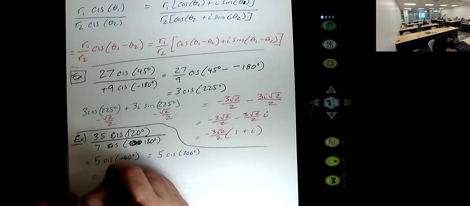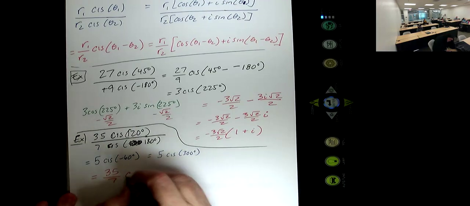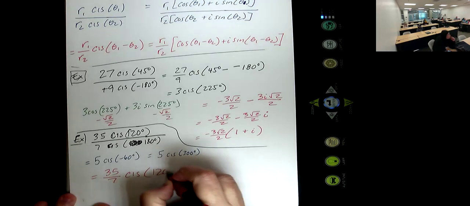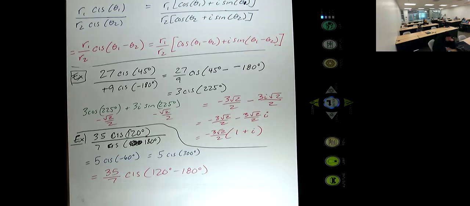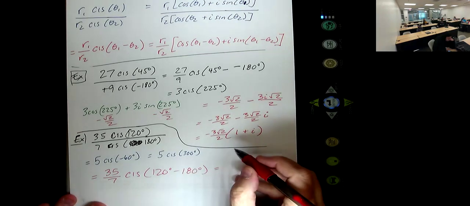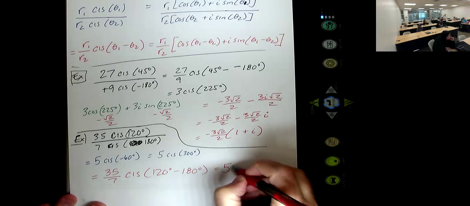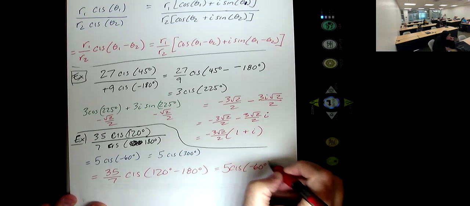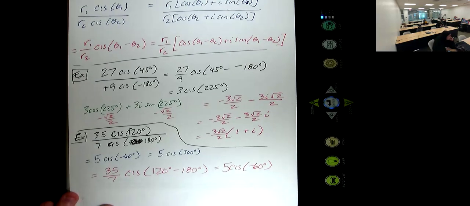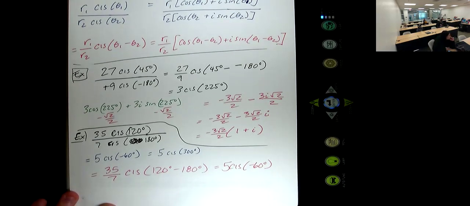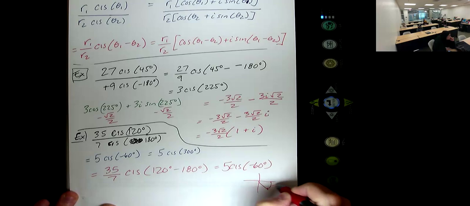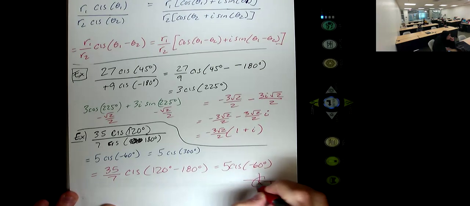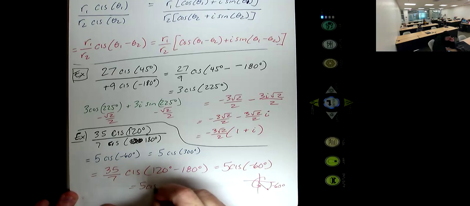Well, let's just write out what it's doing. We're taking the top degree and subtracting the bottom degree. So what's 35 divided by 7? What's 120 minus 180? Looks like Jordan was right. It's down there. So if you wanted to write it as a positive angle, you could write it as 5 cis 300.